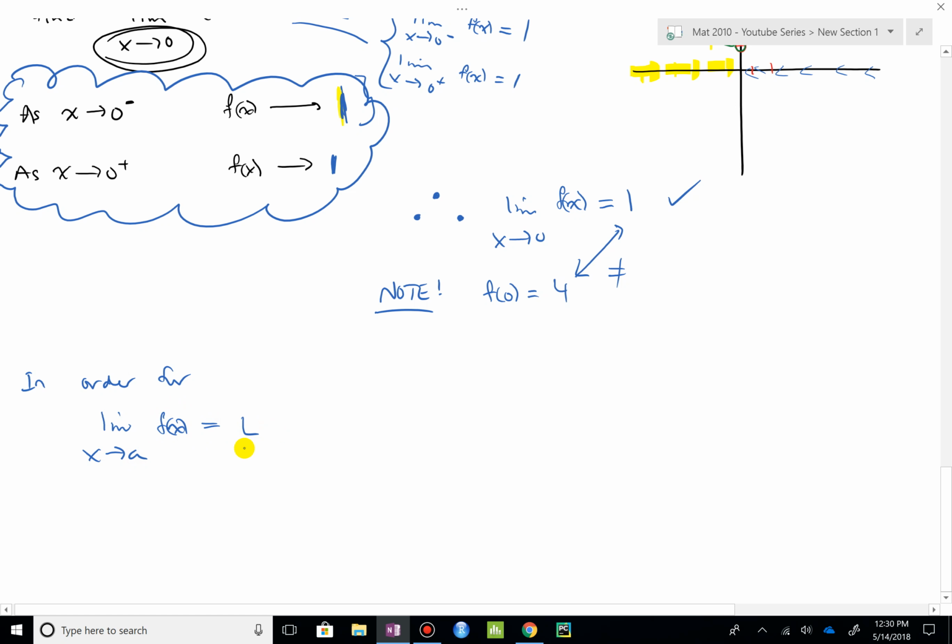Condition 1, and these both have to happen: the limit as x approaches a from the left-hand side should go to that value L, and the limit as x approaches a from the right-hand side should go to that value L. And if both of those match, then good. If they don't match, so if the two values are different, we say the limit does not exist.